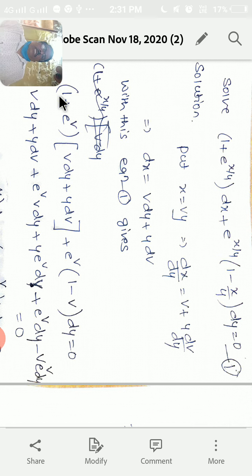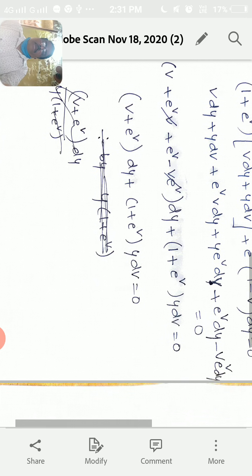Now multiply these terms, which gives 1 into v dy plus 1 into y dv plus e^v into v dy plus e^v into y dv, plus also multiply this one, e^v into 1, e^v dy, then minus v into e^v dy equal to 0. Okay, so now after simplifying, some terms will be cancelled, and in this case take dy common, wherever dy is there, and we get this one, and again here some terms will be cancelled.